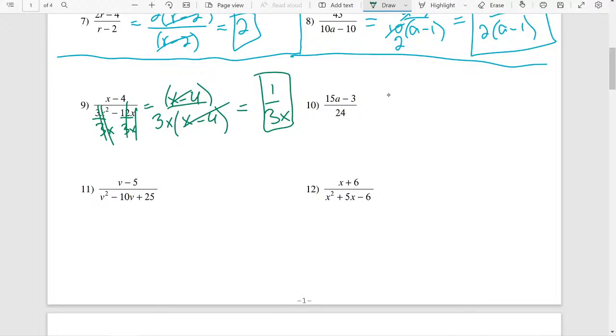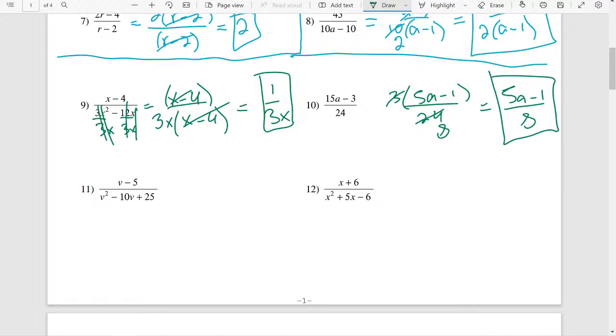Well, both of these divide by 3. So that would be 5a minus 1. And then on the bottom, it's just 24. But 24 divides by 3, and it goes in 8 times. So this is 5a minus 1 over 8.